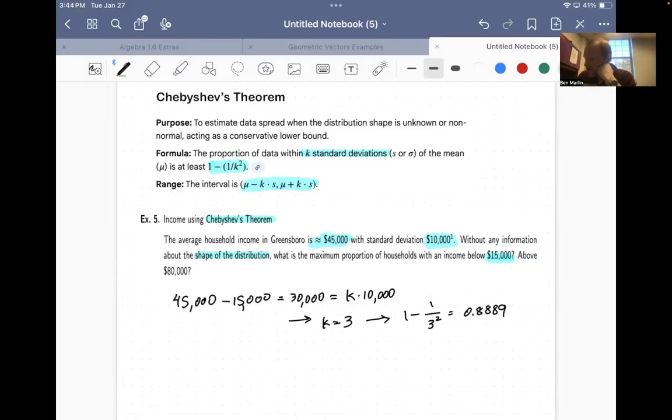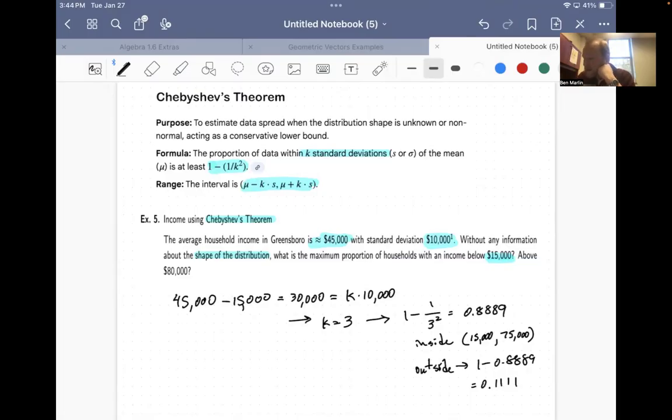So then, let's see, that would be going from 15,000 to, let's see, what would be 45 plus, so that'd be 75,000. So about 89% of the population is between 15,000 and 75,000. So that means outside would be 1 minus 0.8889, which will turn out to be 0.1111. Is that right? I think that's right.